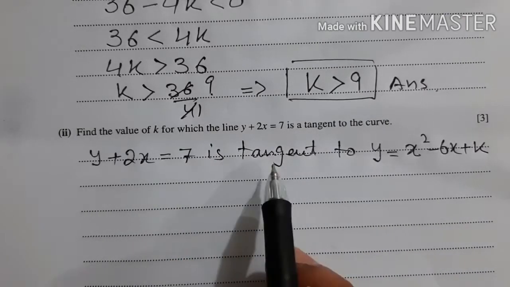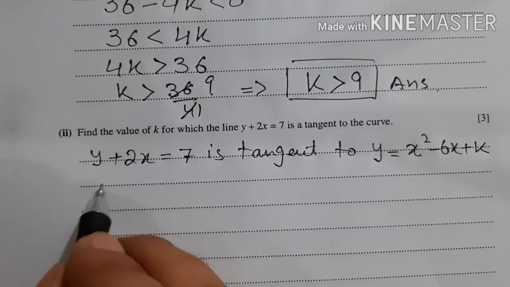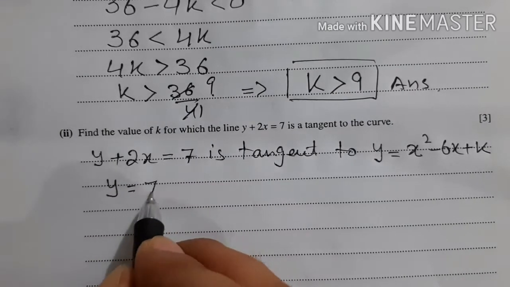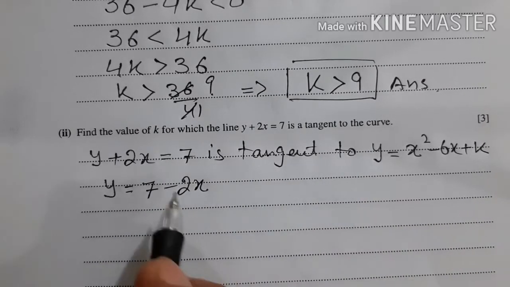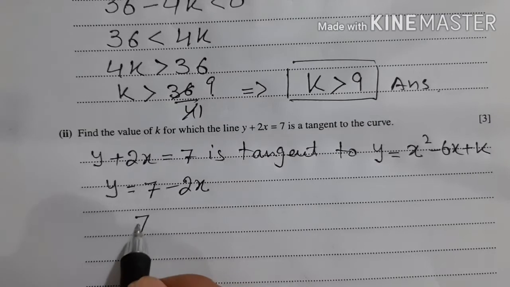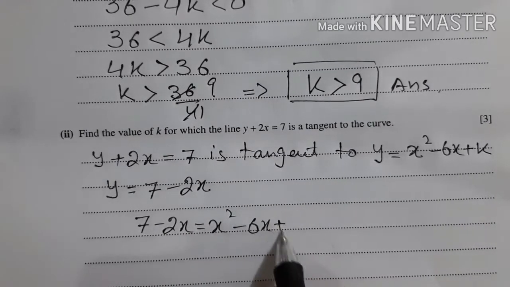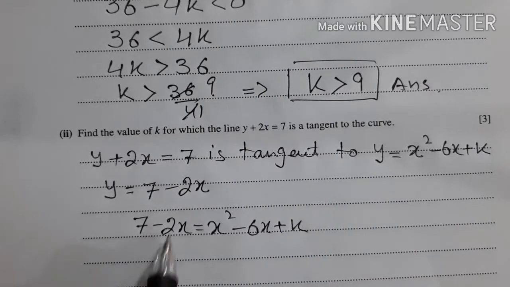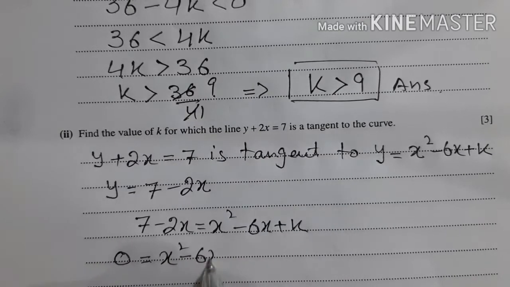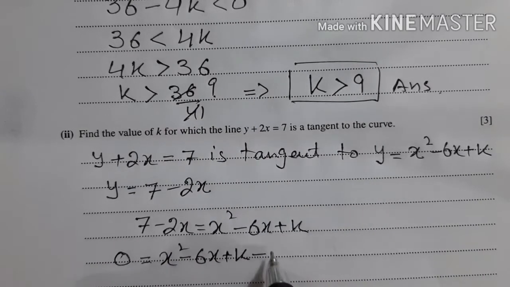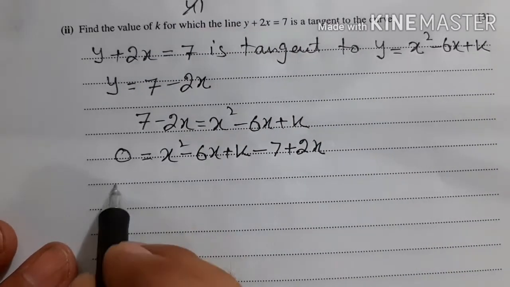So we'll solve both. From this I'll get the value of y, which is y is equal to 7 minus 2x. So I'll put the value of y here. It will become 7 minus 2x is equal to x square minus 6x plus k. So take everything on the right side: 0 is equal to x square minus 6x plus k minus 7 plus 2x.